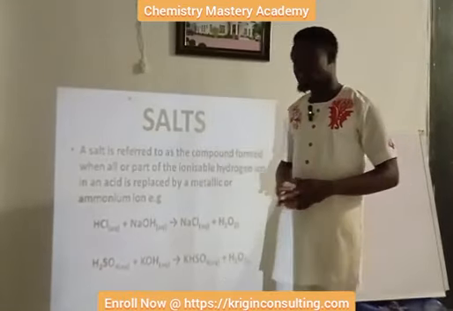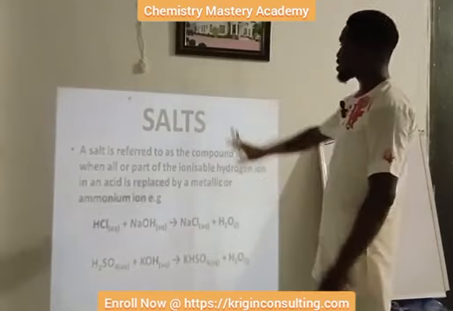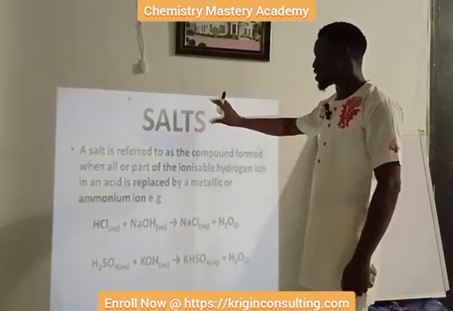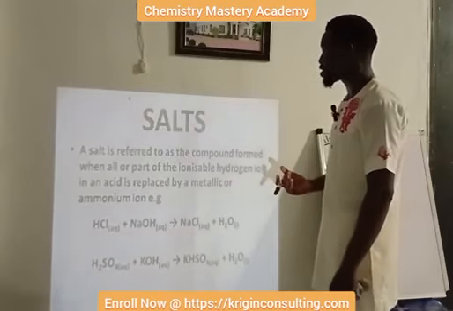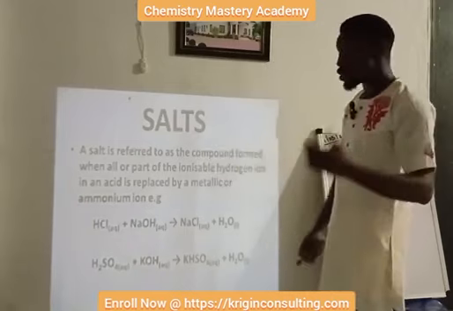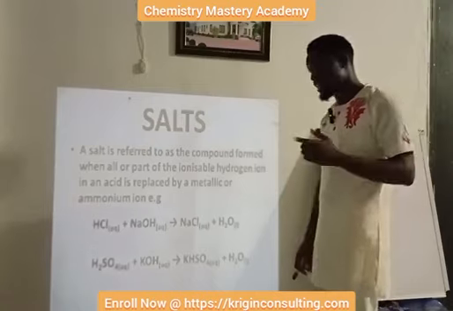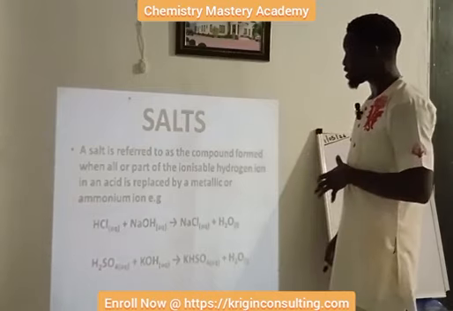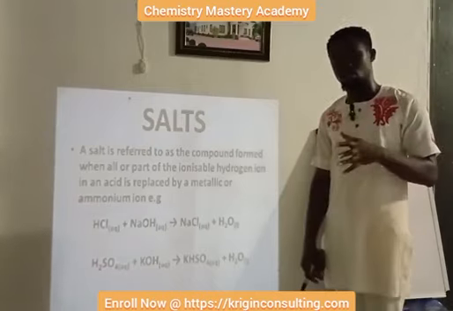Now, we are looking at a new topic today, and the topic is salts. We're looking at salt. Now, what is a salt? A salt is referred to as the compound formed when all or part of the ionizable hydrogen ion in an acid is replaced by a metallic or ammonium ion.